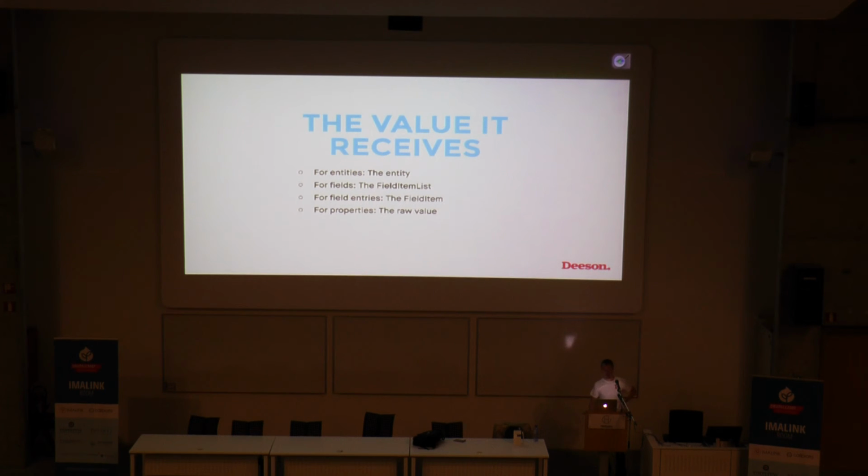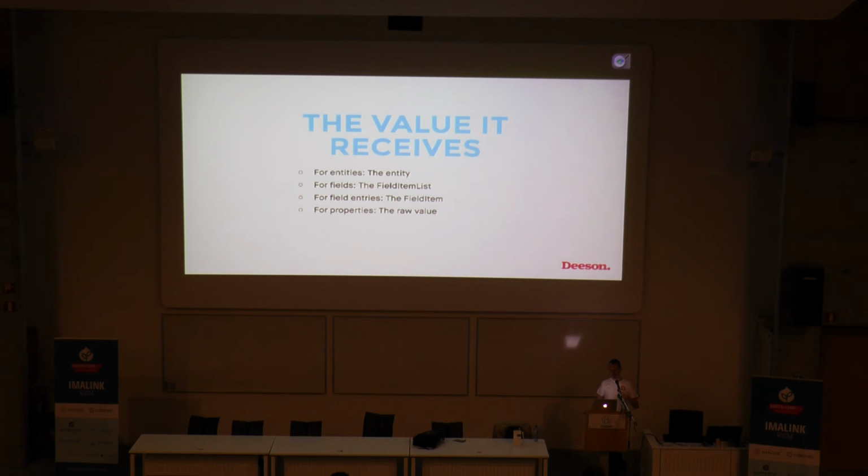So the value it receives, and this is pretty important. When you try to validate a whole entity, it gives you the actual entity. When you try to validate a single field on an entity, so the field item list, it gives you that field item list. For a field entry, it gives you the field item. And for properties, it gives you the raw value. This is really important. You're going to run into a lot of errors if you try to write a validator and you don't know what value you're expecting. It's kind of dirty that it accepts all of these things in the same parameter, but that's just the way it is.